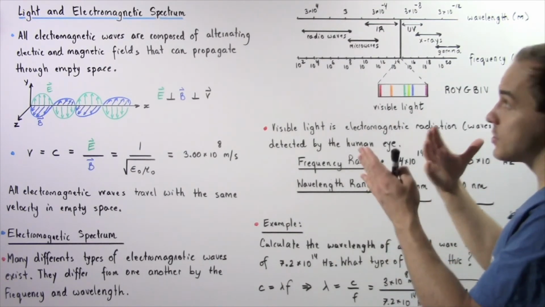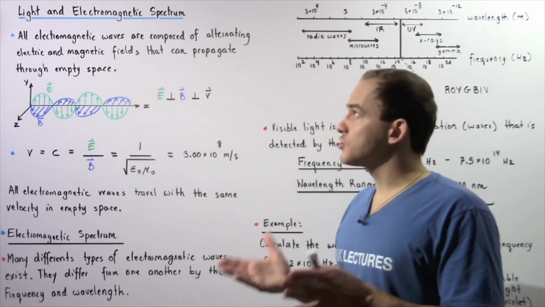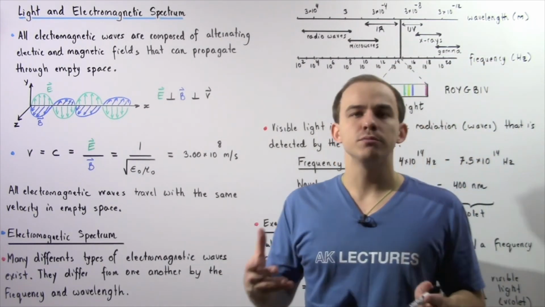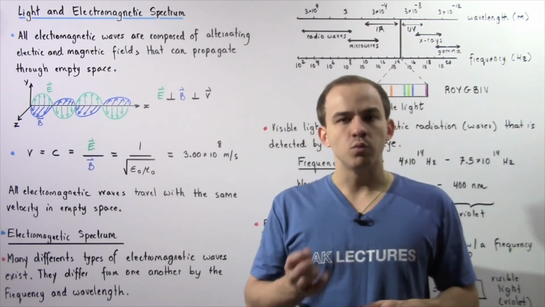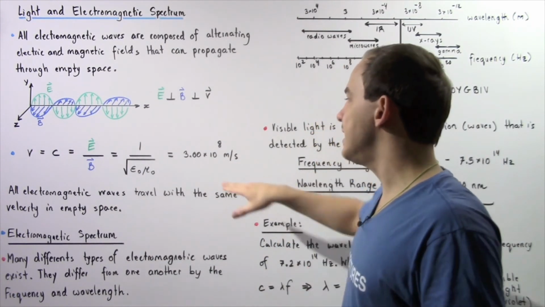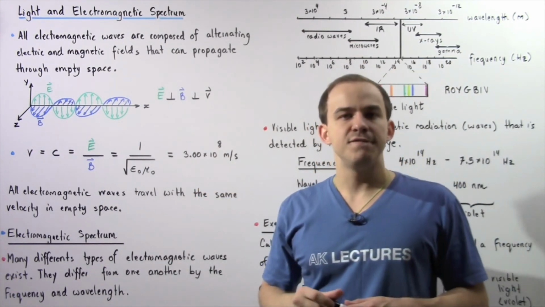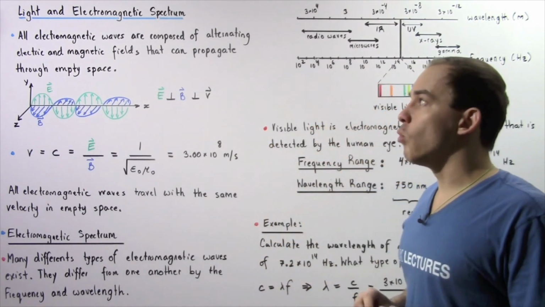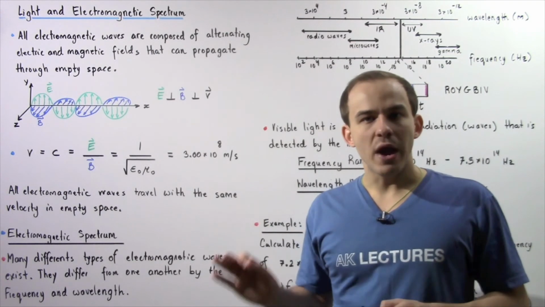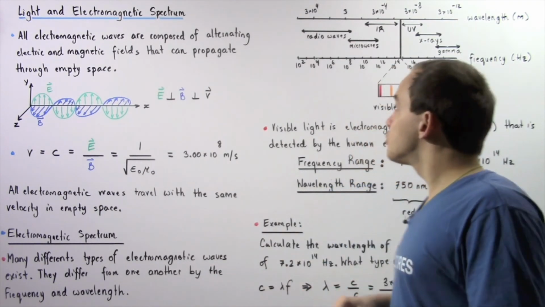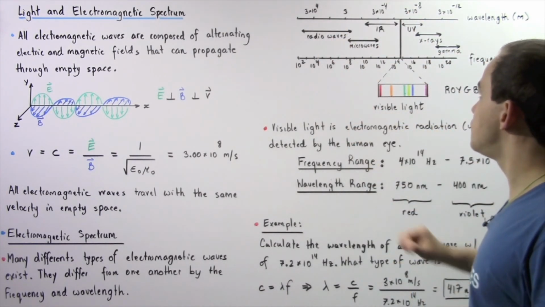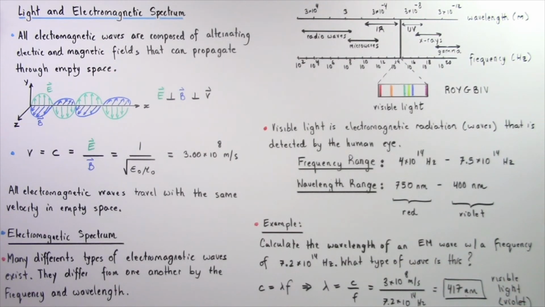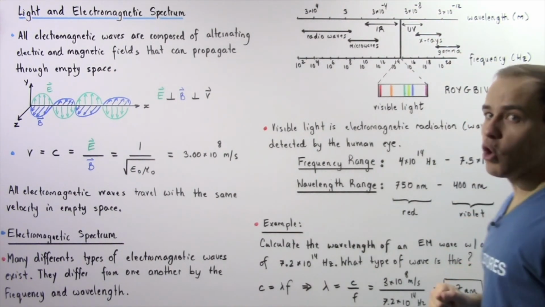Once again, the electromagnetic spectrum describes all the different types of electromagnetic waves that exist. Electromagnetic waves all travel with the same exact constant velocity in empty space, given by this value, and they differ from one another by the frequency and the wavelength of our waves. For example, radio waves have a very low frequency and a very high wavelength, while gamma rays have a very high frequency and a very low wavelength.